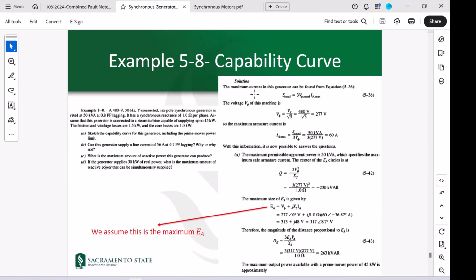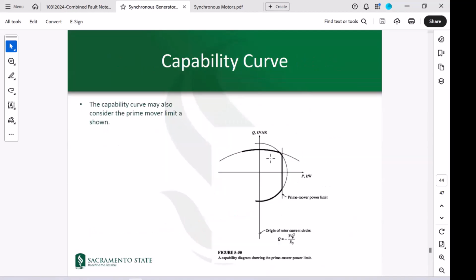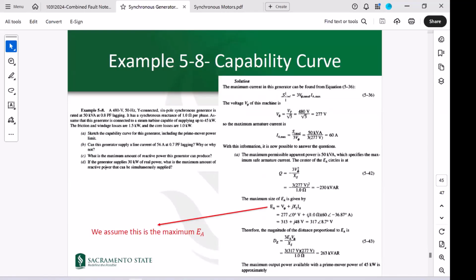Okay, so for that, first of all, we should talk about this circle. The circle is coming from this curve. S rated is equal to 3 times V phi rated times IA max. So V phi is coming from the terminal voltage divided by square root of 3. This 480 volts is the terminal voltage. Since we are Y-connected, V phi can be found from 480 over the square root of 3. So V phi would be 277 volts. Okay? So this is V phi. And the maximum current would be S rated.